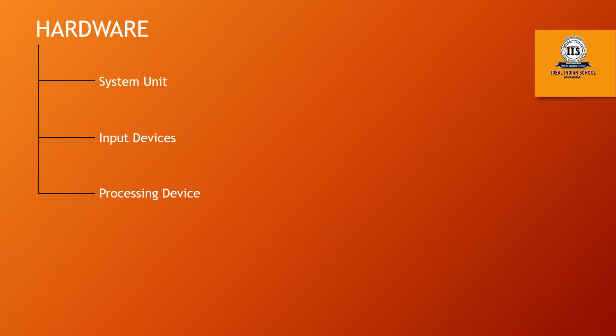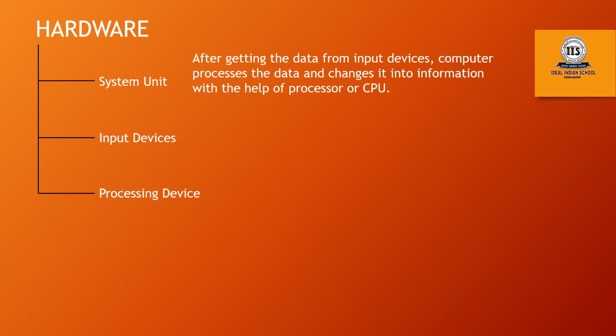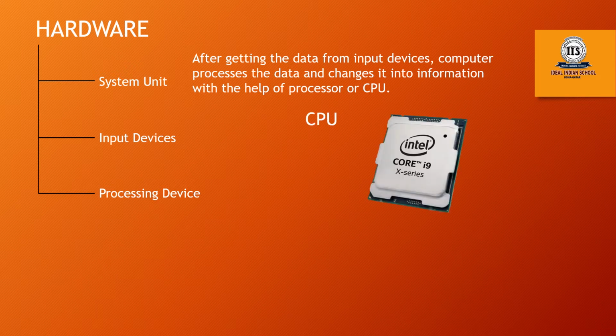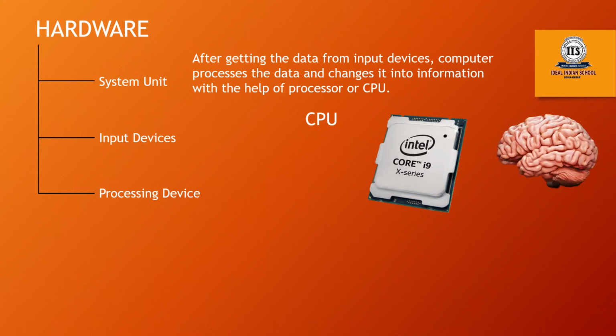Next is the processing device. As you have learned in your previous chapter, after getting the data from input devices, computer processes the data and changes it into information with the help of a processor or CPU. Now, what is a CPU? Central Processing Unit is also known as a processor or microprocessor. It is also known as the brain of a computer. CPU performs all the calculations and processes data into information.